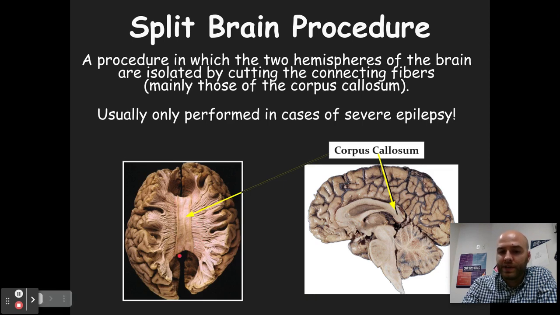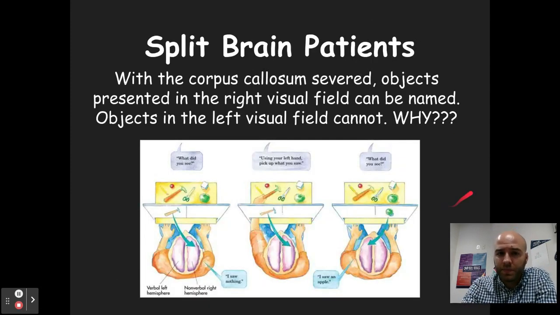Now, by severing this, most people, you'd never notice that their corpus callosum is severed. They can behave generally just like anyone else. You're not really going to notice it unless you ask them to do specific tasks. There are some side effects of a split brain procedure. Okay, so with the corpus callosum severed, here's an example. Objects presented in the right visual field can be named. Objects presented in your left visual field cannot be named.